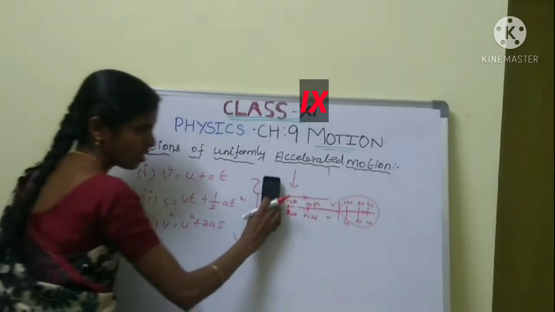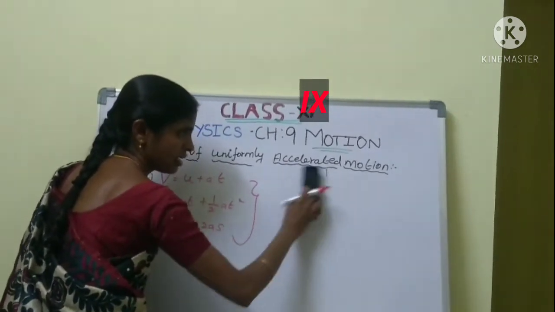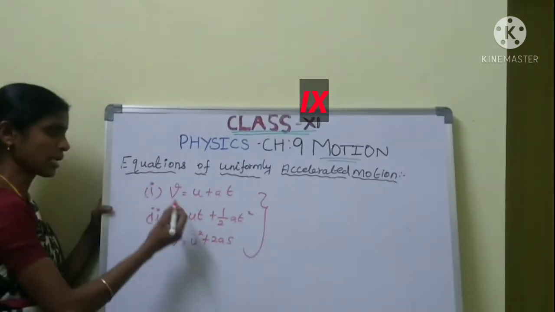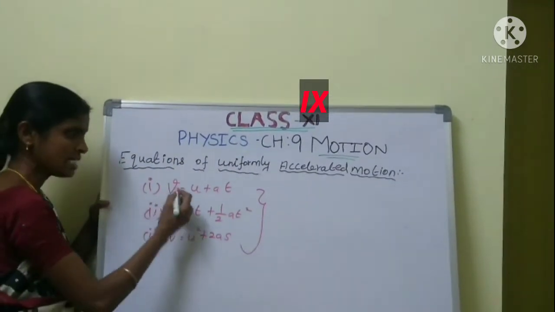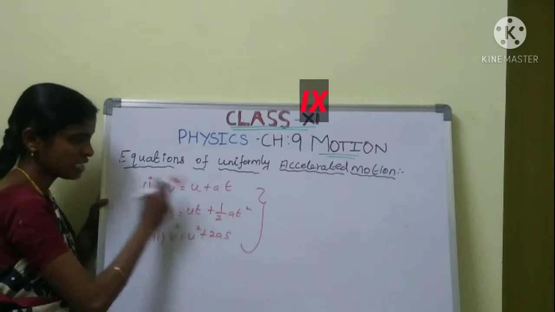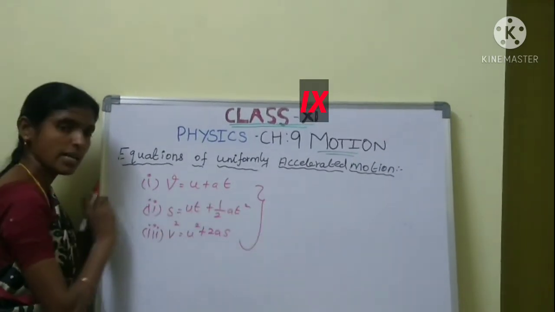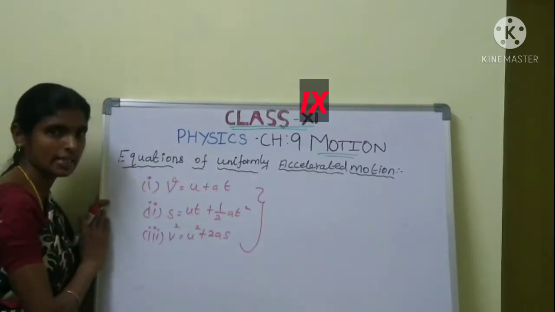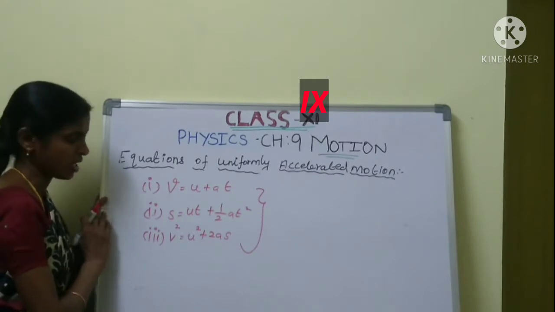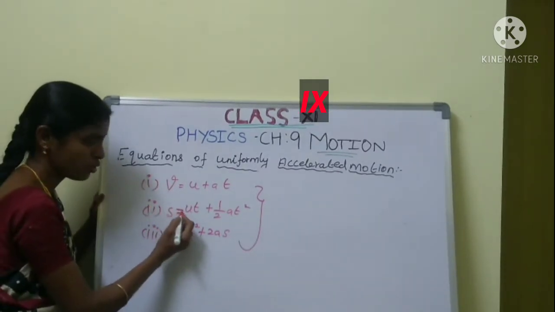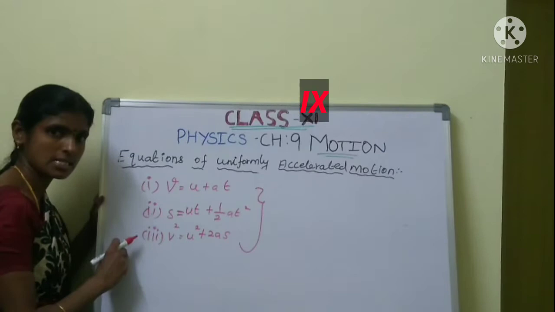Okay, now commonly in the three equations, what symbols are present here? V. What is meant by V? What is meant by U? What is meant by A? What is meant by T? Okay. What is meant by S?